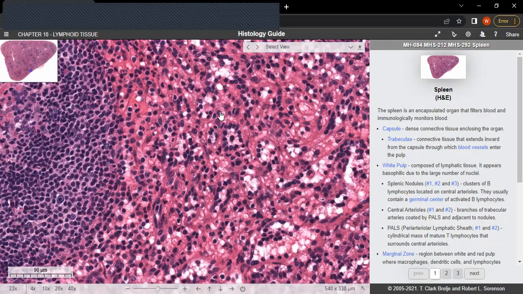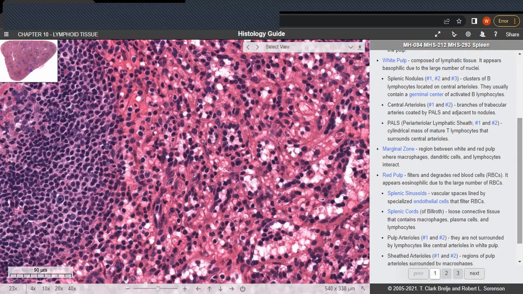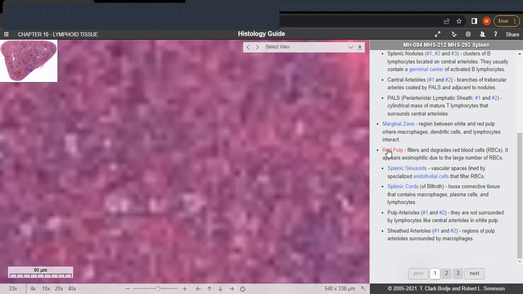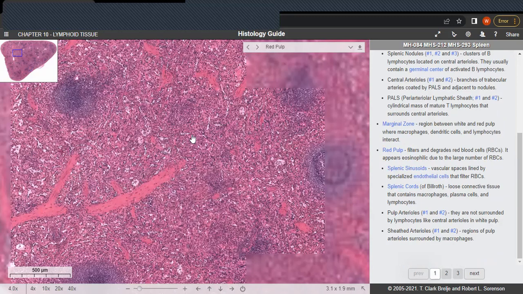Let's look at the red part. So that was the white part of the parenchyma. The red part, I said, is mainly involved in the filtration of blood, and it filters and degrades red blood cells. It appears eosinophilic due to the large number of red blood cells. Remember, the white part was basophilic. This is the red part. You can see for yourself, it is somewhat red.